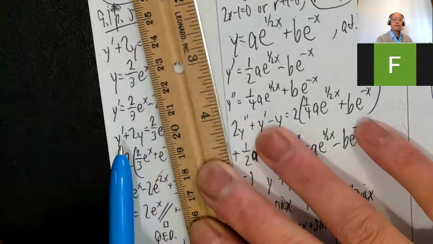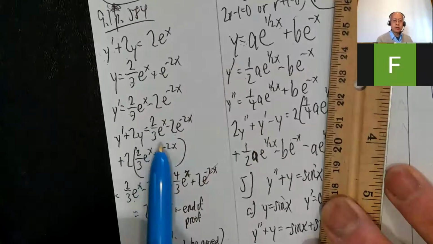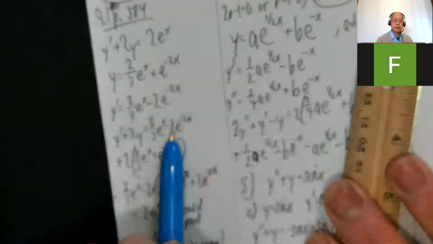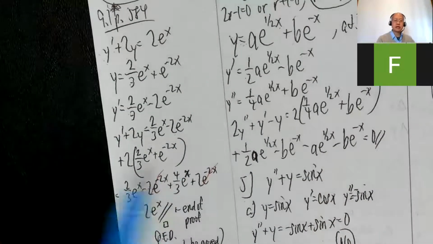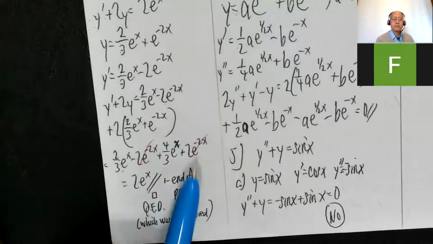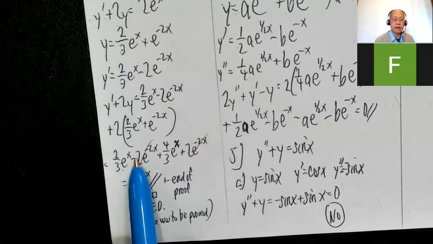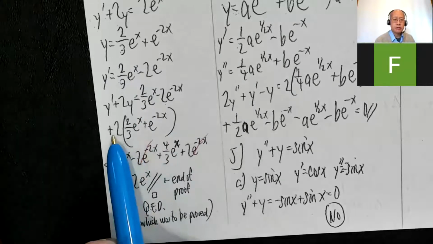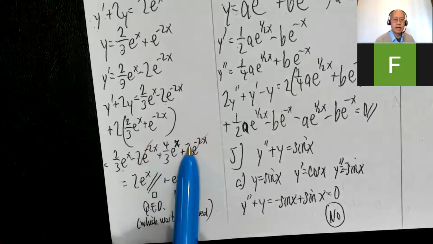I just put down y prime plus 2y. So here's my y prime plus 2 times the original function. 2 times 2/3 e to the x plus e to the negative 2x. And I work it out. 2/3 e to the x minus 2 e to the negative 2x. Then I distribute plus 2 times 2/3 is 4/3 e to the x plus 2 e to the negative 2x.